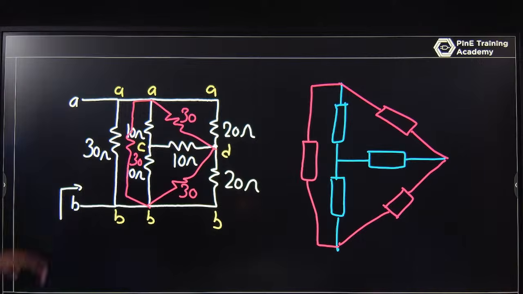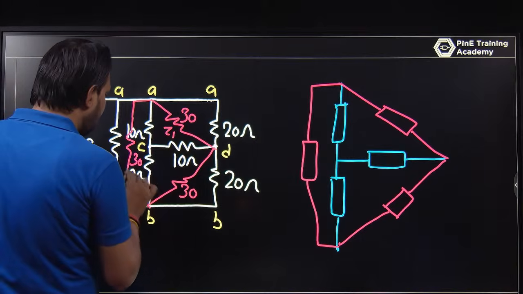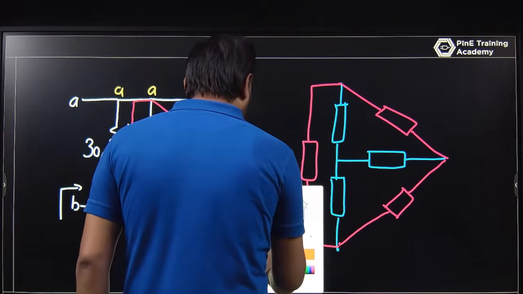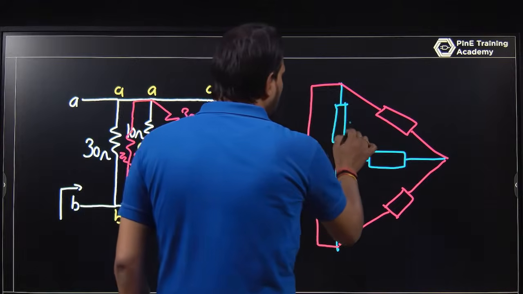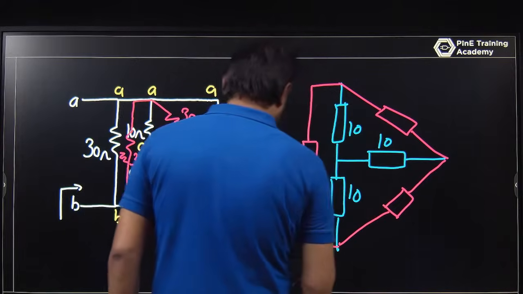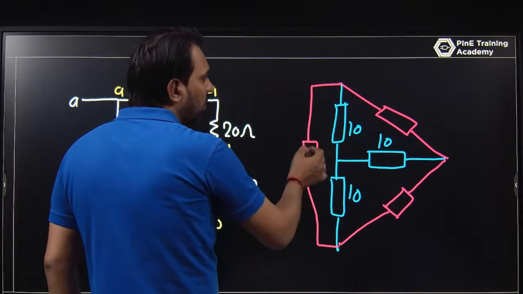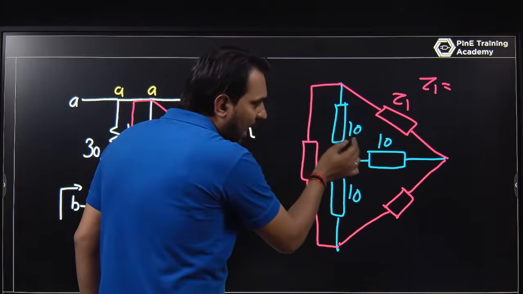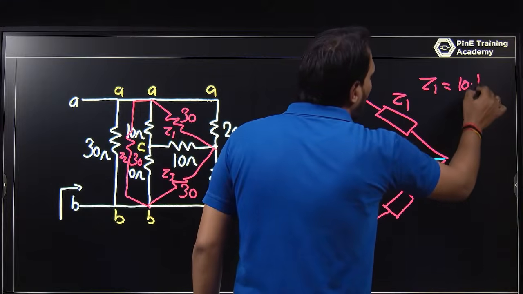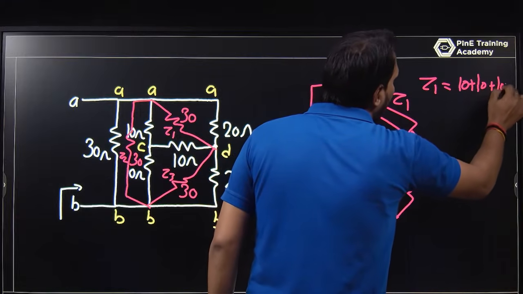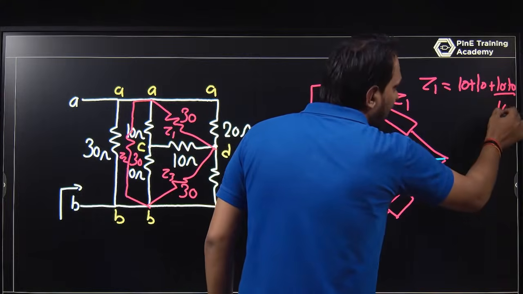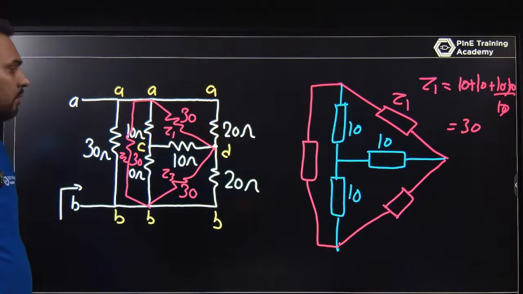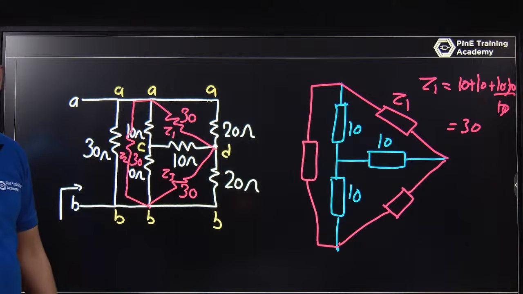If you are not getting this point, let that value be Z1, let this be Z2, and let this be Z3. And if all these values are 10 ohm, 10 ohm, 10 ohm, what will be the value? If you are converting by this, this is Z1. So Z1 is 10 into 10 plus 10 into 10 plus 10 into 10 upon the remaining, that is 10. That is cancelled out, that will be 30. So this is 30, this is 30, this is 30.